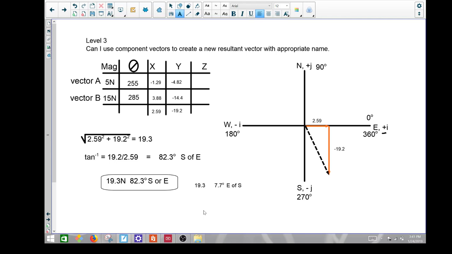This is kind of our baseline problem. Level 3 would be something that we would want every single person to be able to do as we go through this class: taking the vectors, breaking them apart, adding them together, and rebuilding a new vector.